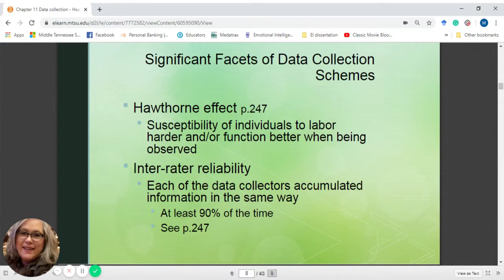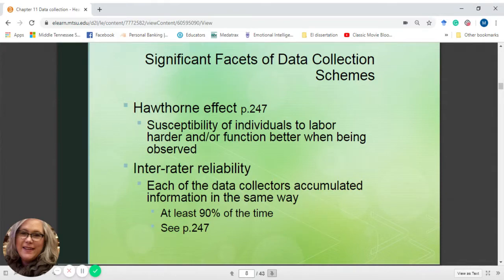We have to be careful too when we're doing data collection with the Hawthorne effect, which is that the participants are going to give us what they think we want, not what we really want, or try to do better because they know they're a participant in the study. We want our inter-rater reliability to be at least 90%, so we want it high. So that means that the information that we've collected is the same in many ways.